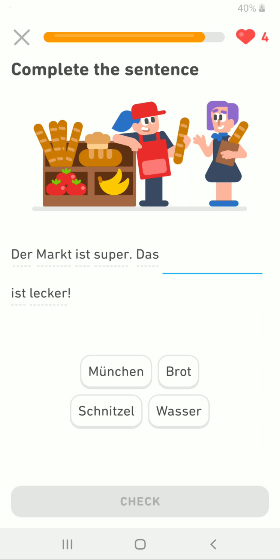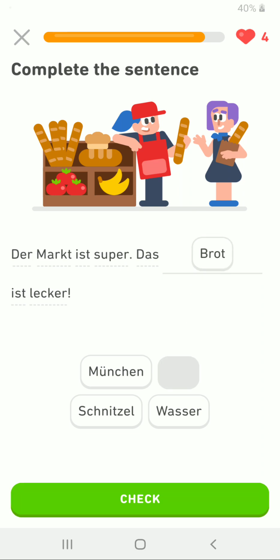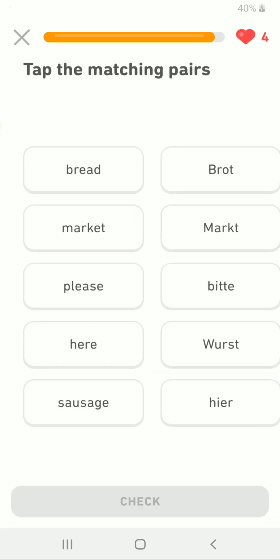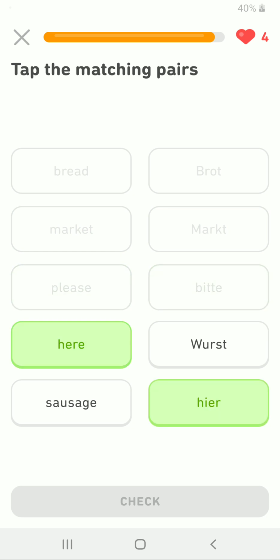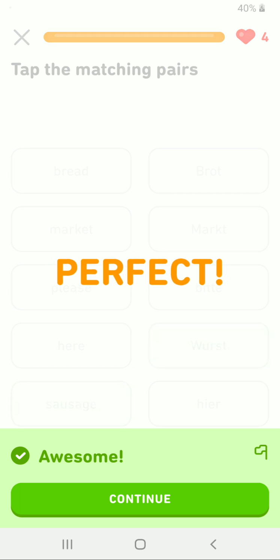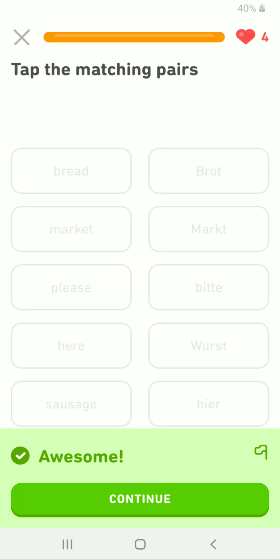Das Brot, ja. Das Brot ist lecker. Nice. And how do you say bread? Brot. Markt. Bitte. Hier. And Wurst. Wurst, it's sausage. It's also a very important word in the German culture, I guess, Wurst.